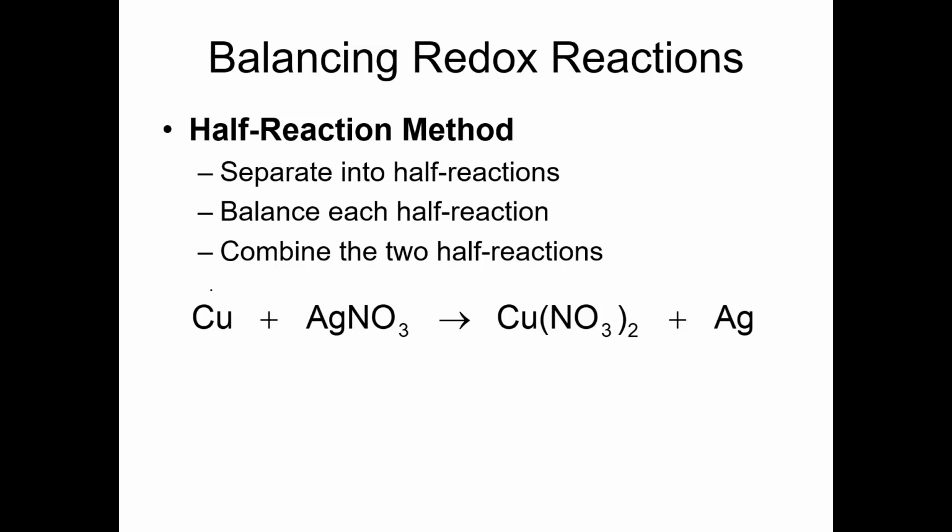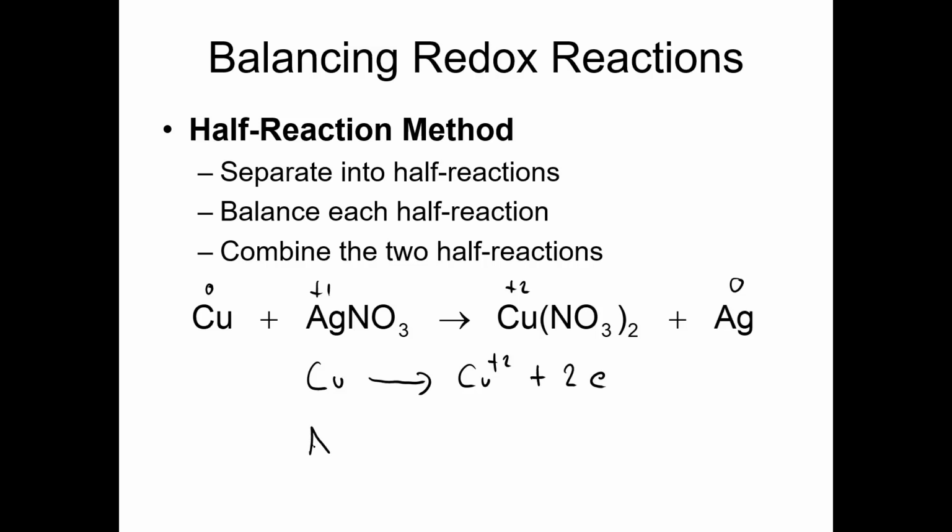First, we're going to go copper is 0, silver is +1, copper is +2, and silver is 0. So that's the first thing that we do. We've seen this reaction already, and then we split things into half reactions. So here we have copper going to copper +2 and 2 electrons. That's the oxidation half reaction.